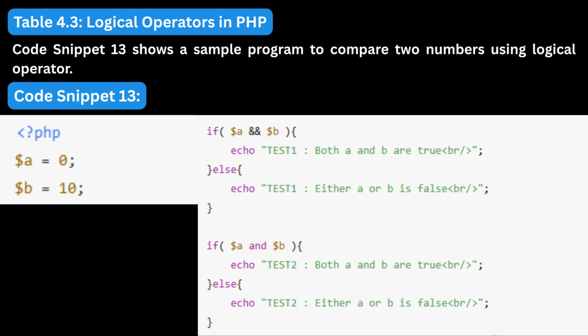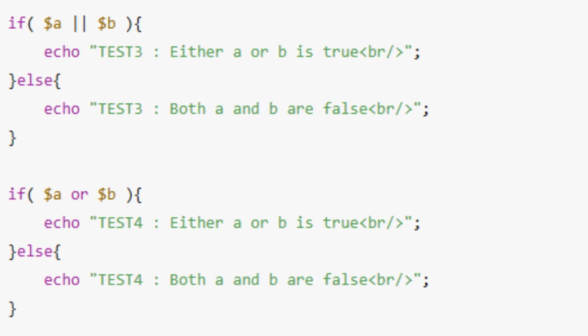Overall, this code snippet connects the theory of logical operators with practical execution. It turns abstract truth values into real program output. So you can see exactly what happens when PHP evaluates true and false conditions. Now the program moves on to demonstrate the logical OR operator in two forms. Remember that earlier in the script, the variables were set as A = 0 and B = 10.